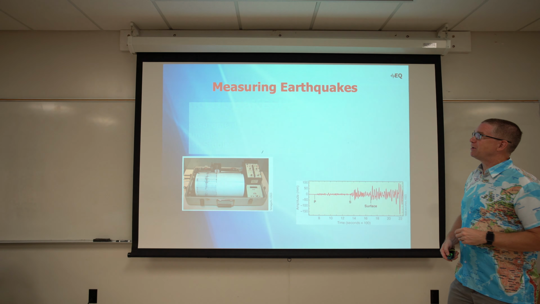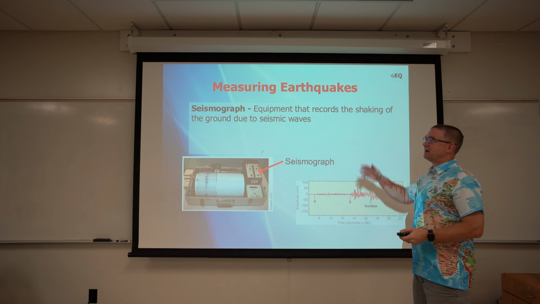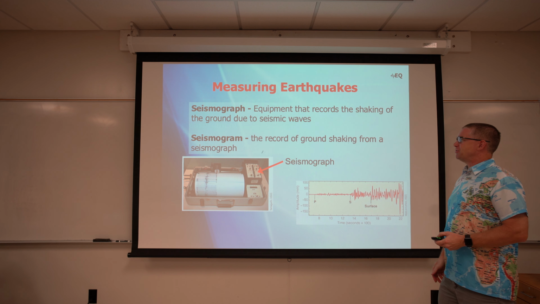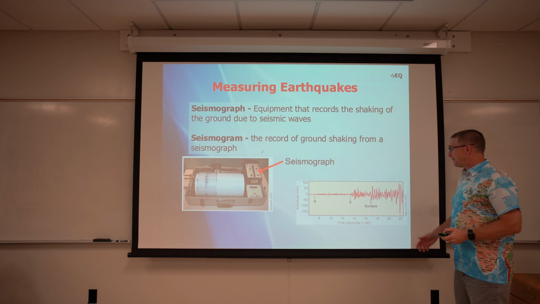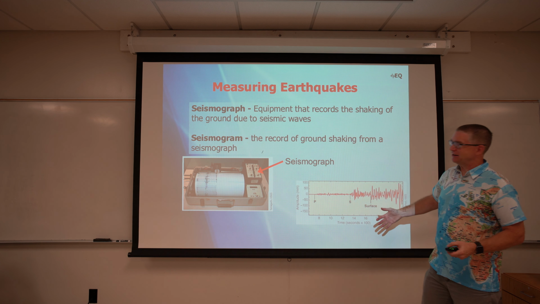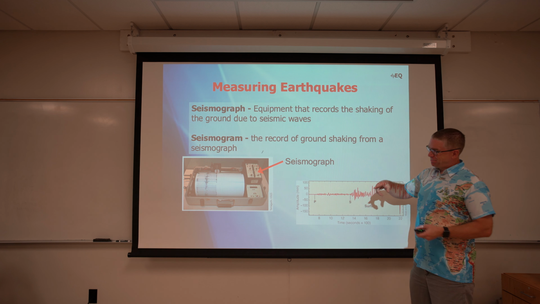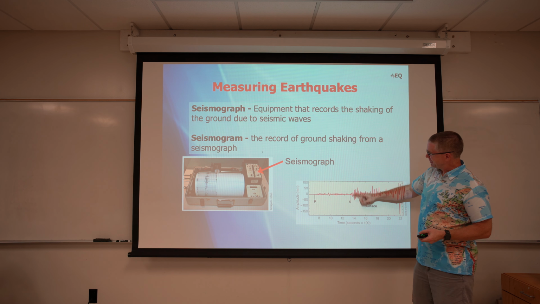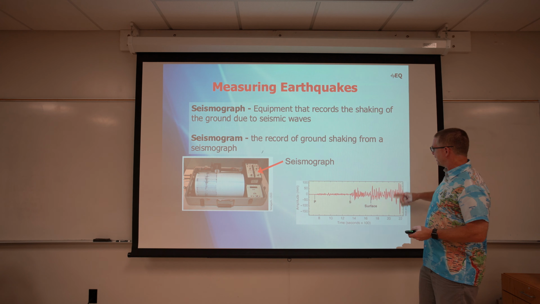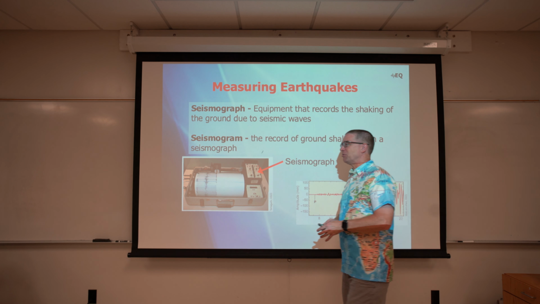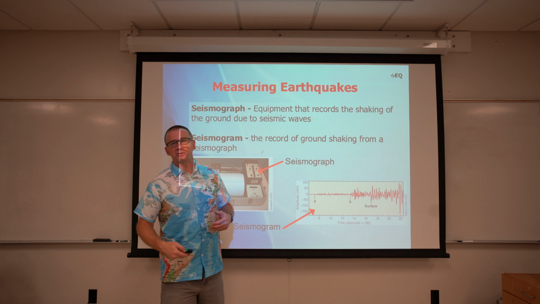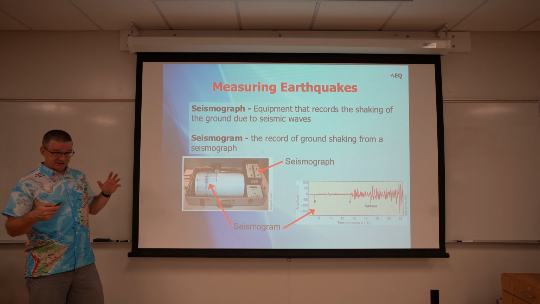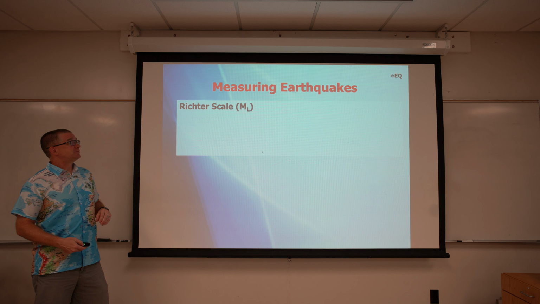How do we measure earthquakes? We do that with an instrument called a seismograph, and it produces what's called a seismogram, which is the record of that. Literally, it's a pen on a rotating cylinder that shakes back and forth with the ground and then leaves a trace of that shaking that you can then analyze. And we use that analysis to determine the strength of that actual earthquake event.